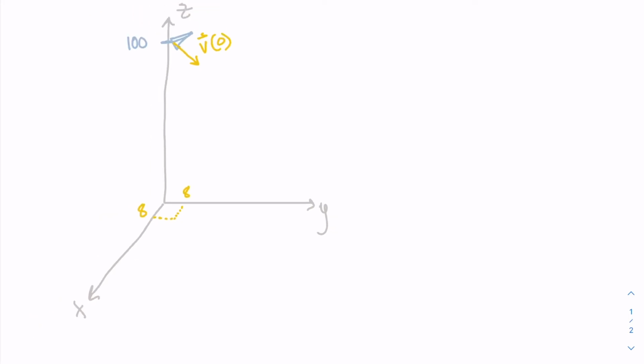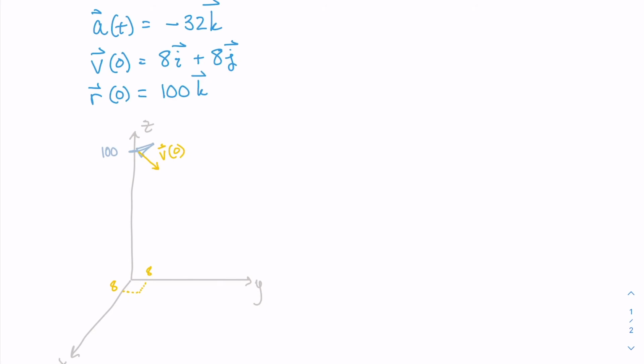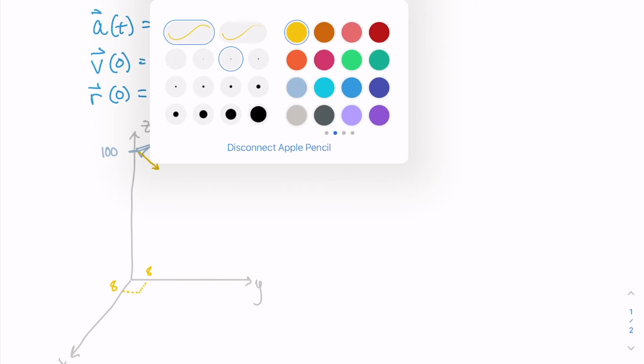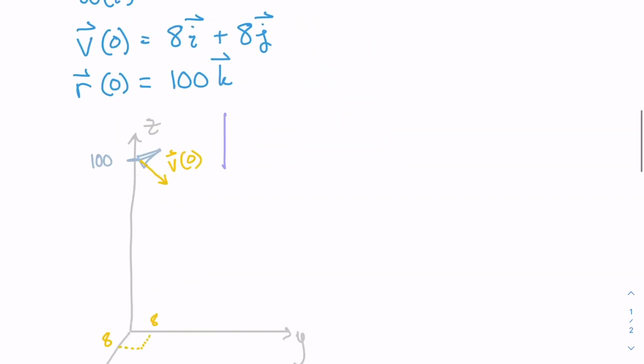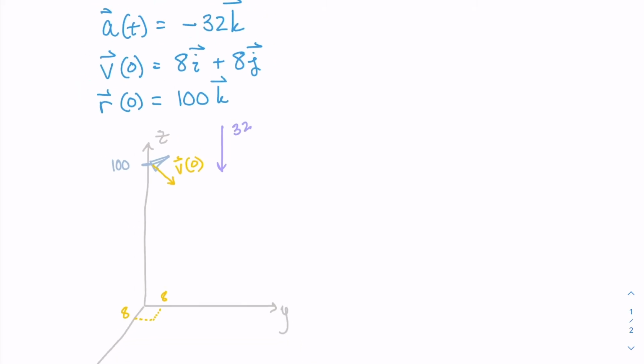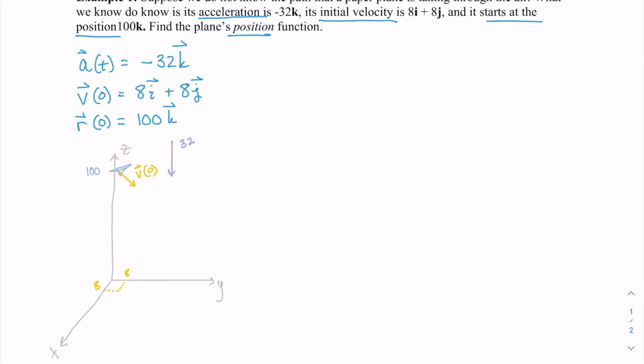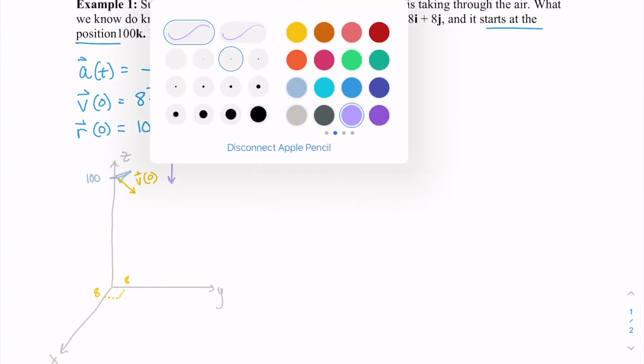And then we know that the paper airplane experiences a constant acceleration downwards with magnitude 32. So across its entire flight, there's a constant acceleration downwards, a downwards force of 32, acting on the plane throughout its entire flight. So let's start working backwards to find what that flight path looks like, or the position function. So the first thing we're going to do is we'll just integrate the acceleration function to find the general velocity function.